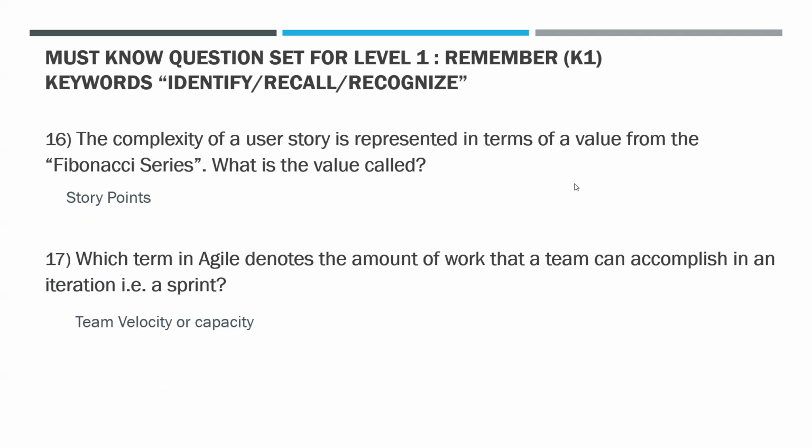It is Scrum. The complexity of a user story is represented in terms of a value from the Fibonacci series. What is the value called? It's called story points. Which term in Agile denotes the amount of work that a team can accomplish in an iteration, that is a sprint? It's team velocity or capacity.